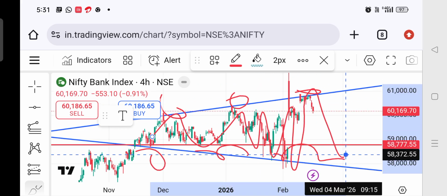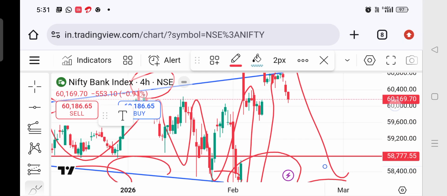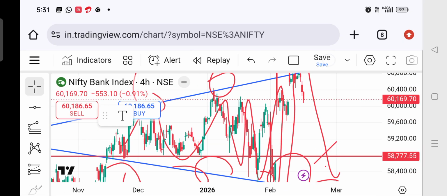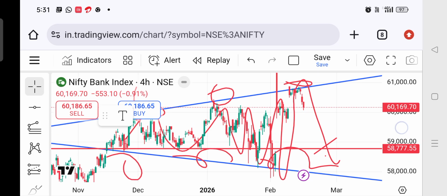Okay, we will expecting for downtrend or small correction for buy side. So market will be after breakout only for these levels. So only buy trend.